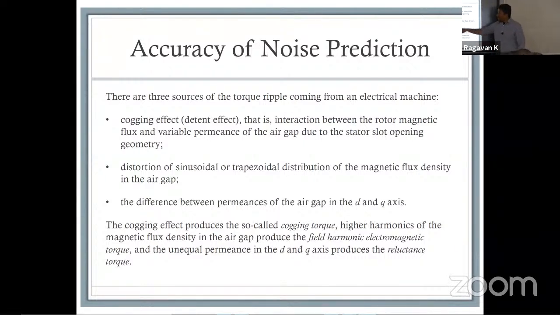And in terms of torque ripple, you can also get that from the difference in parameters for the air gap in terms of your D and Q axis measurements.